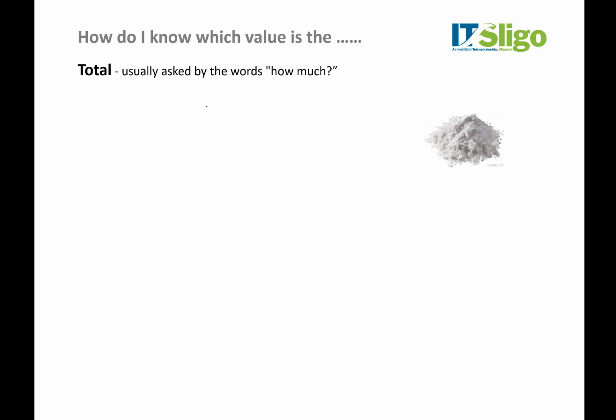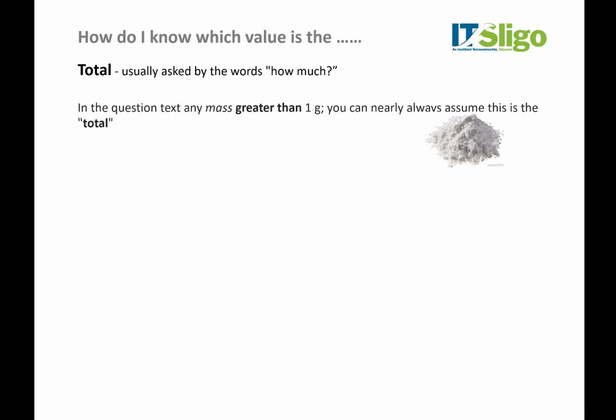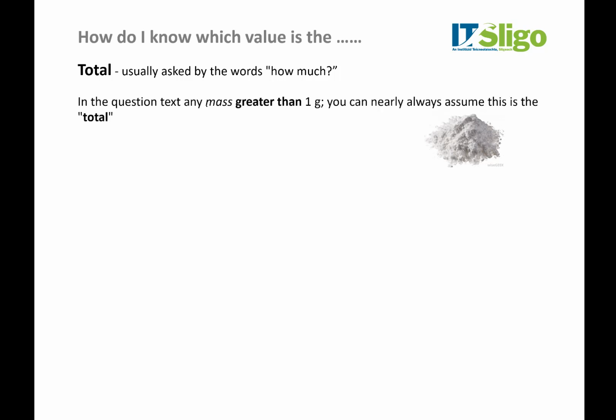So the total amount, if we're looking for the total amount, usually the question will have the words how much amphetamine is needed to make blah blah blah. Generally, any mass greater than 1 gram in the question, you can be pretty sure that that's going to be the total. So if you're told 200 grams, you can be pretty sure that 200 grams is going to be the total for any of your calculations.